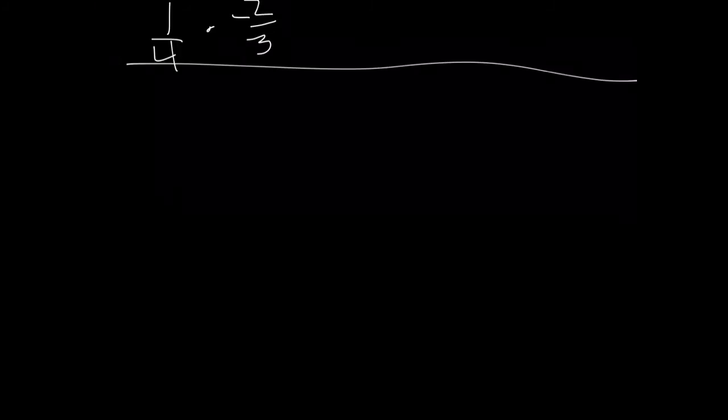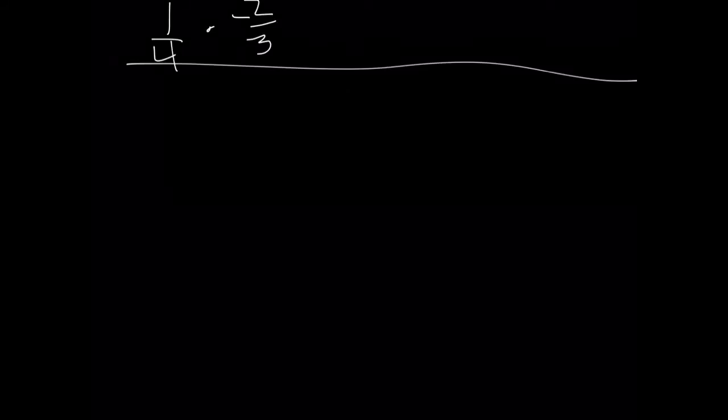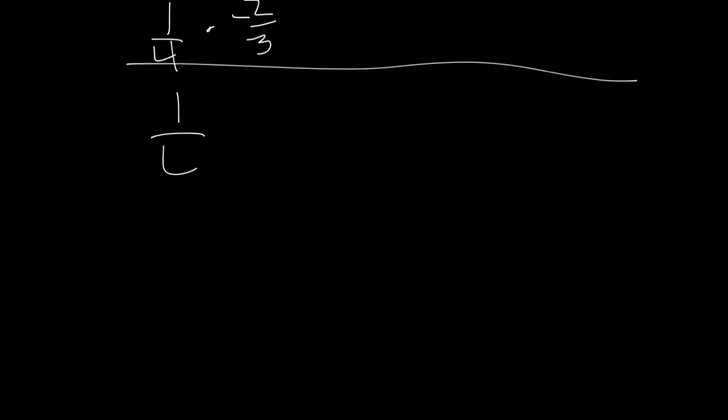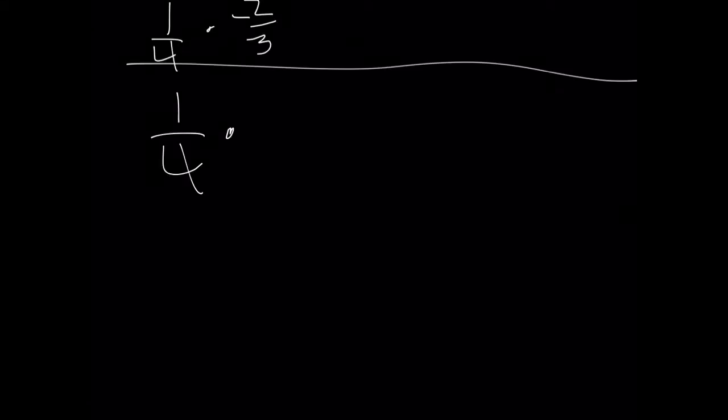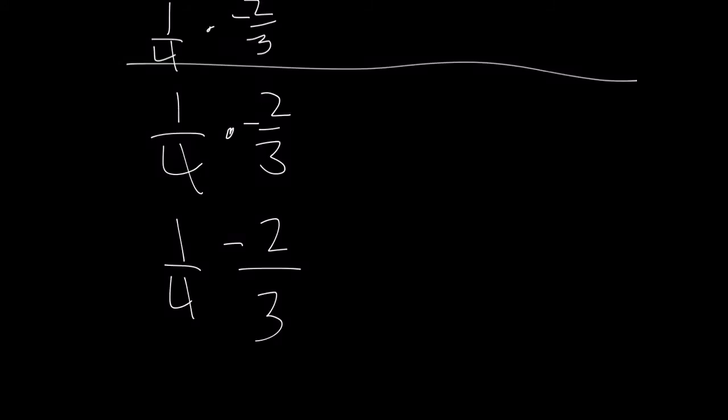First thing you do is set up problem. 1/4 times negative 2/3. So what I'm going to do is, gotta associate the negative with the thing. So 1/4, gonna associate with 2, negative. Oh, messed up. Not a 3, that'd be a 2. So negative 2 over 3.